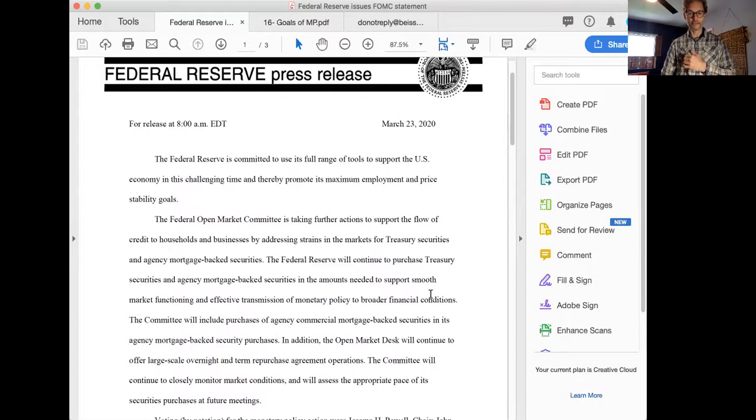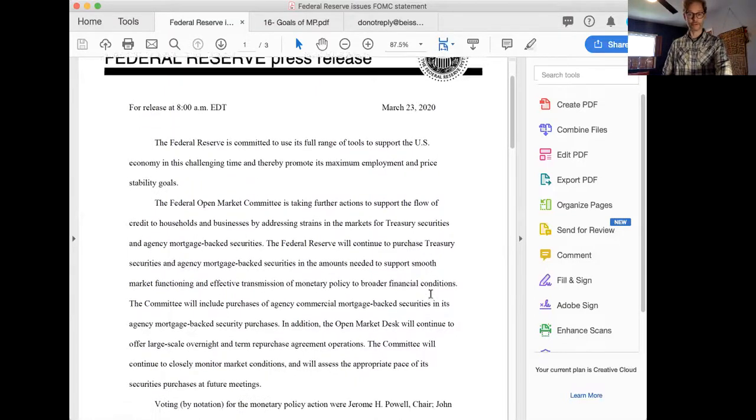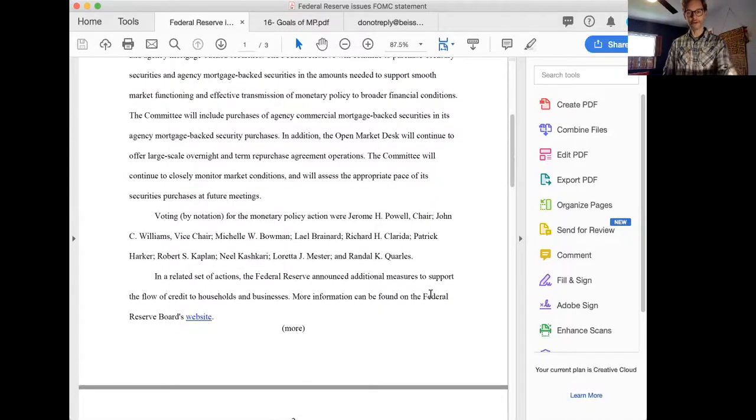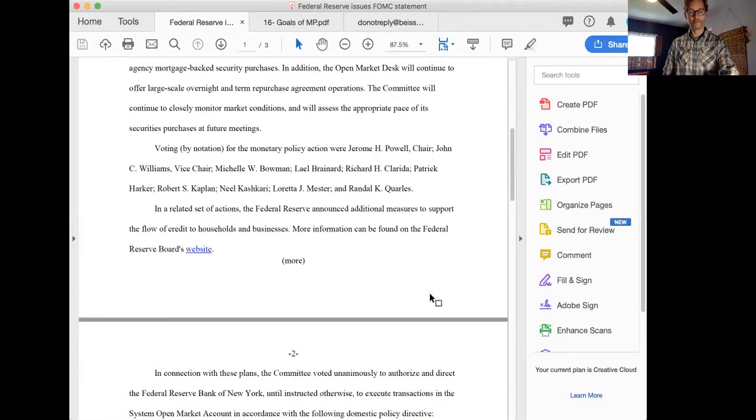Federal Open Market Committee is taking further action to support the flow of credit to households and businesses. The Federal Reserve will continue to purchase Treasury securities and agency mortgage-backed securities in the amounts needed to support smooth market functioning. So the Fed is saying, we're buying bonds, right? We're buying to try to increase liquidity. I'm not going to read through all of this, but the Fed then talks about other things.